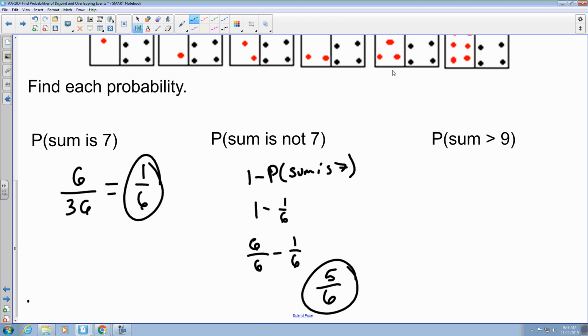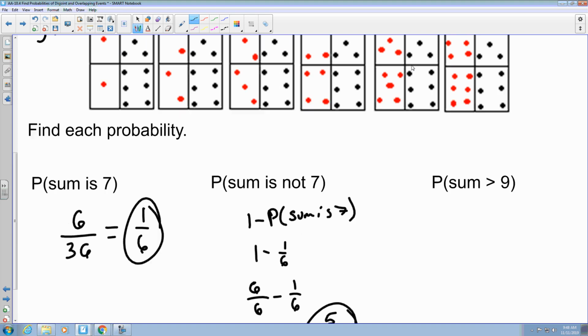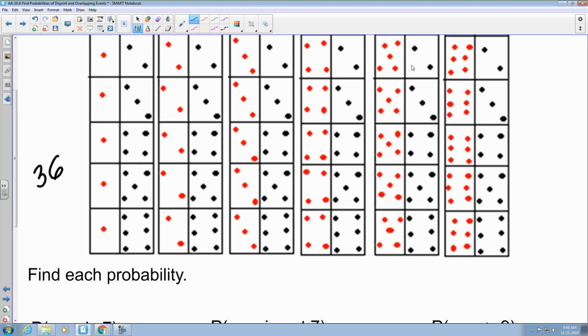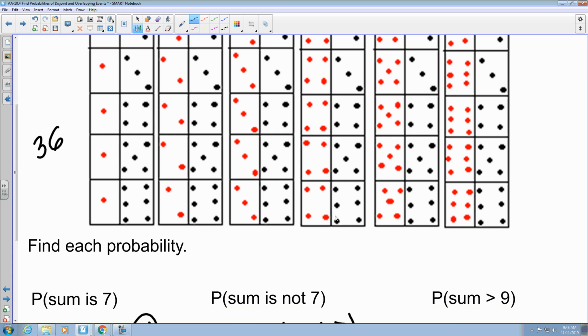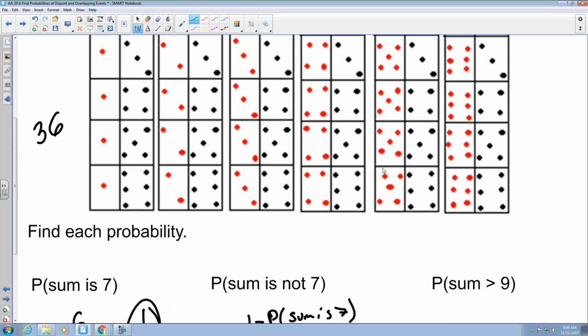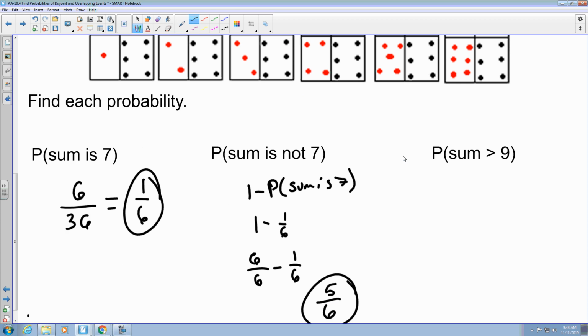And then finally, it asks about sums that are greater than 9. Everything that's greater than 9 is here. We got 1, 2, 3, and that's 8, 9. It has to be greater than 9, so it looks like there are 6 out of 36, and again, that is 1 out of 6.